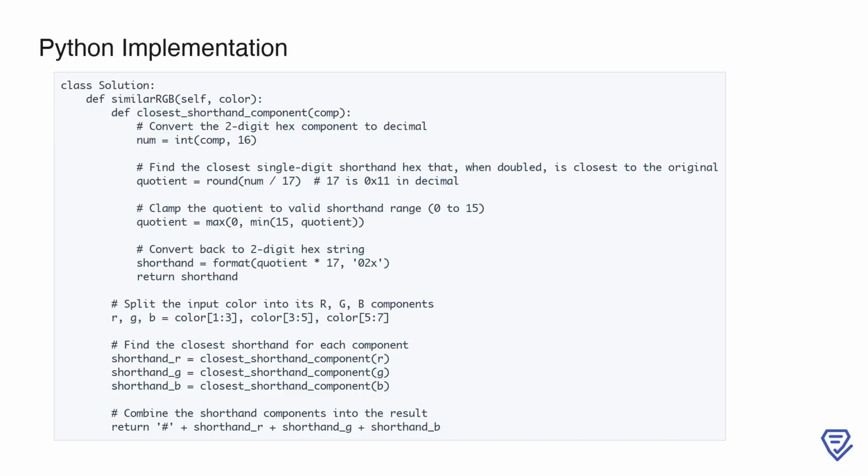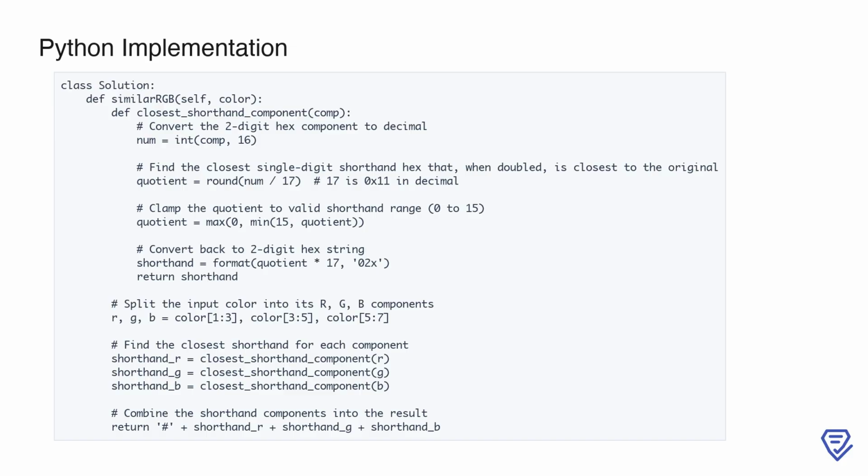To begin, the similar RGB function is defined, and a helper function, closest_shorthand_component, is created to find the closest shorthand value for a given 2-digit hexadecimal component, e.g., 1A. This helper function converts the input component to its decimal equivalent using int(comp, 16) and calculates the closest shorthand digit by dividing the decimal value by 17, since 0x11 in hex equals 17 in decimal. The round function ensures the nearest shorthand value is selected.